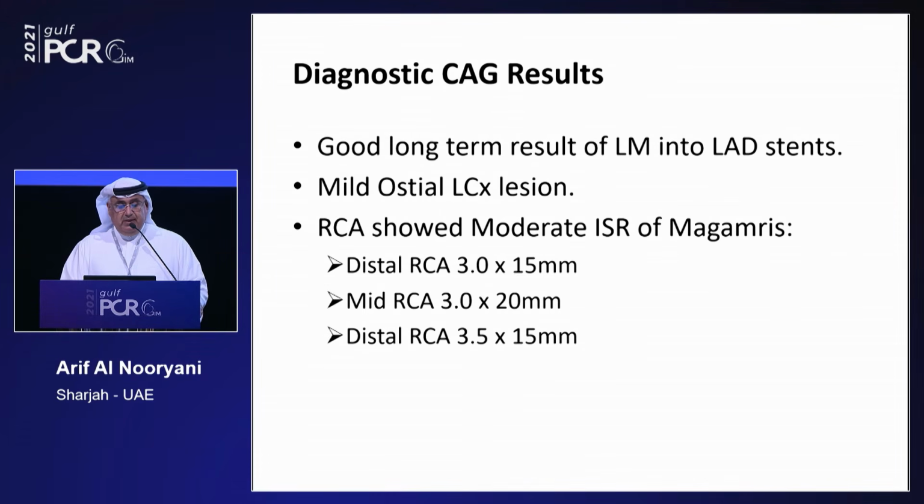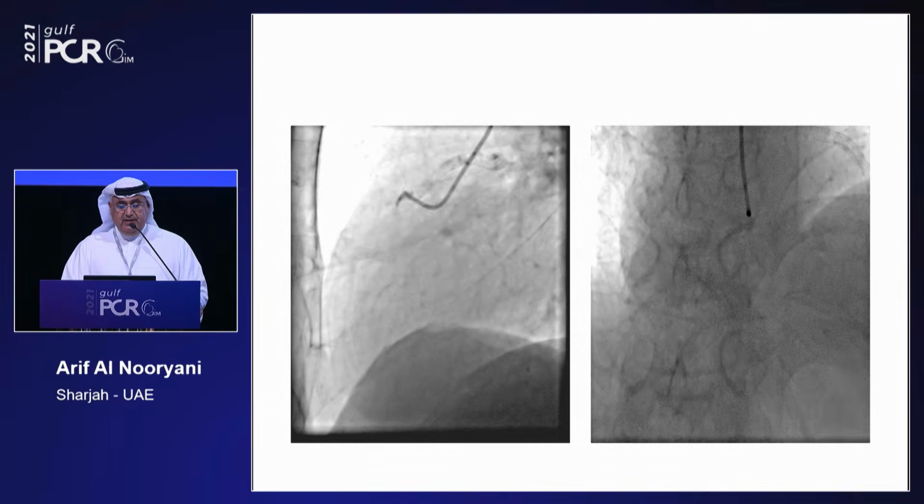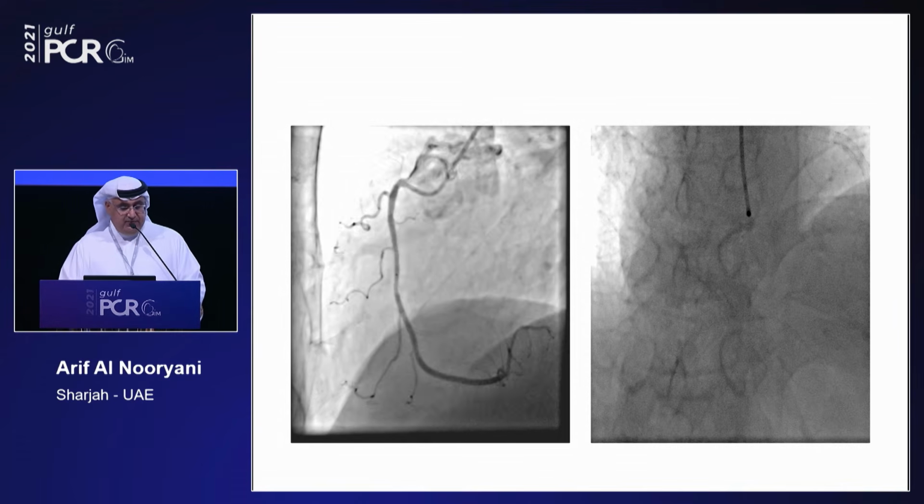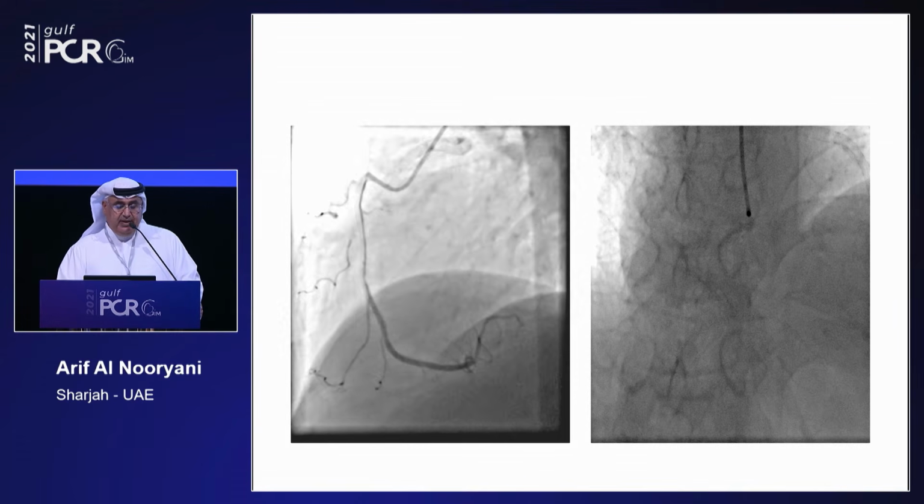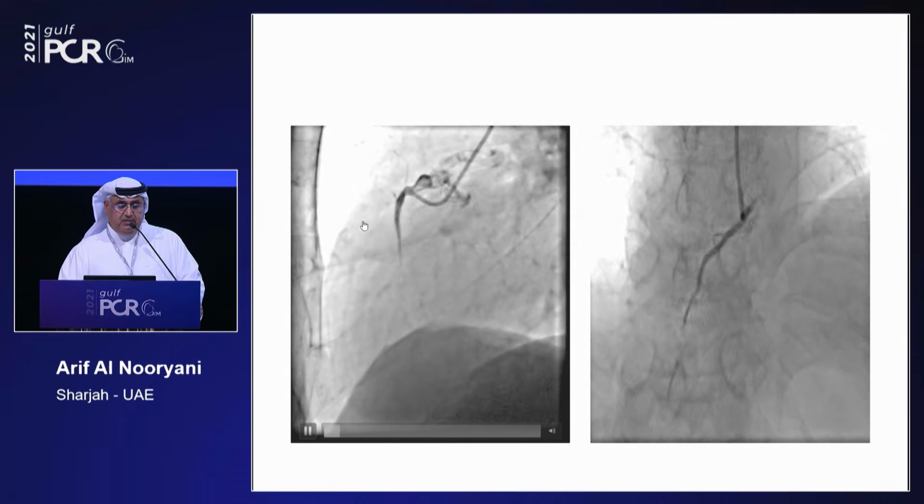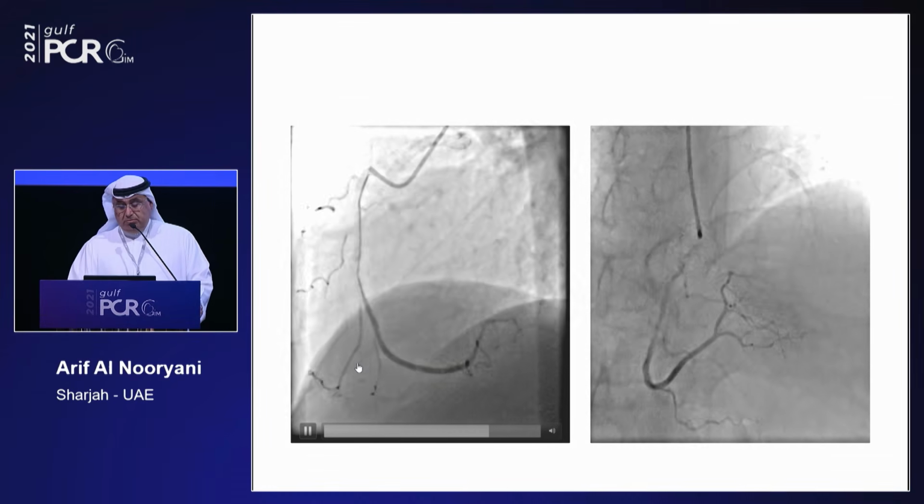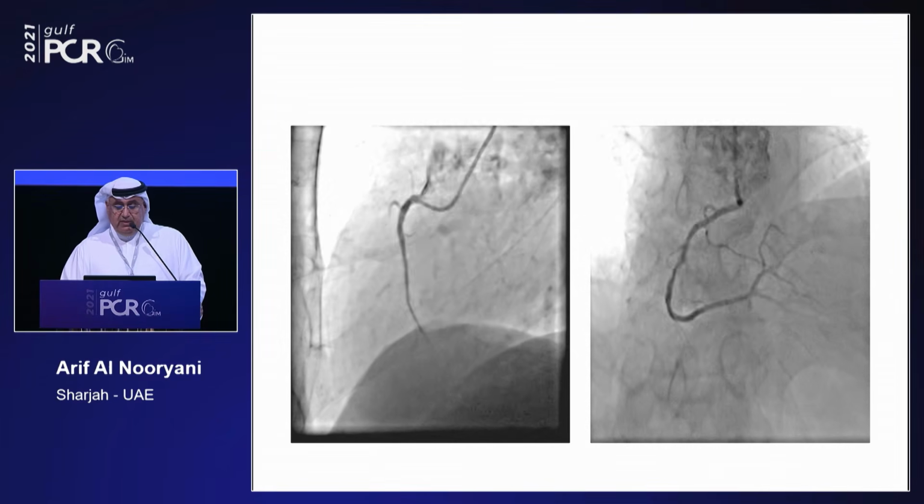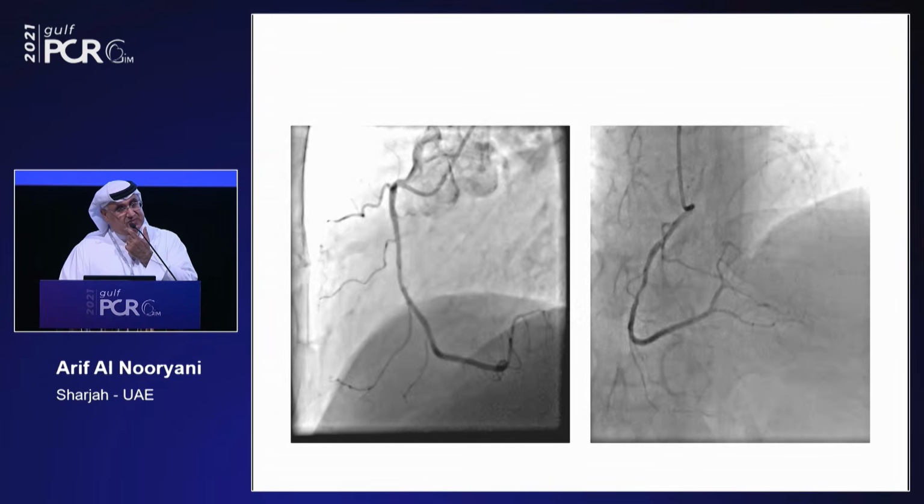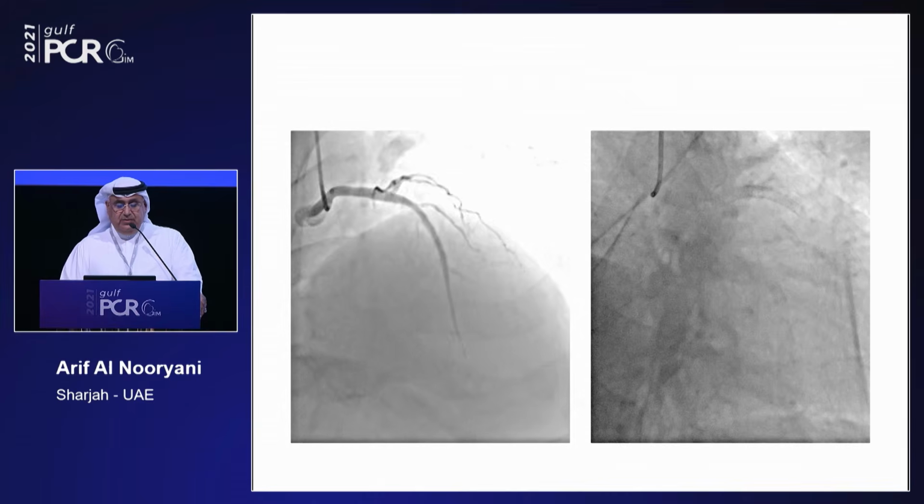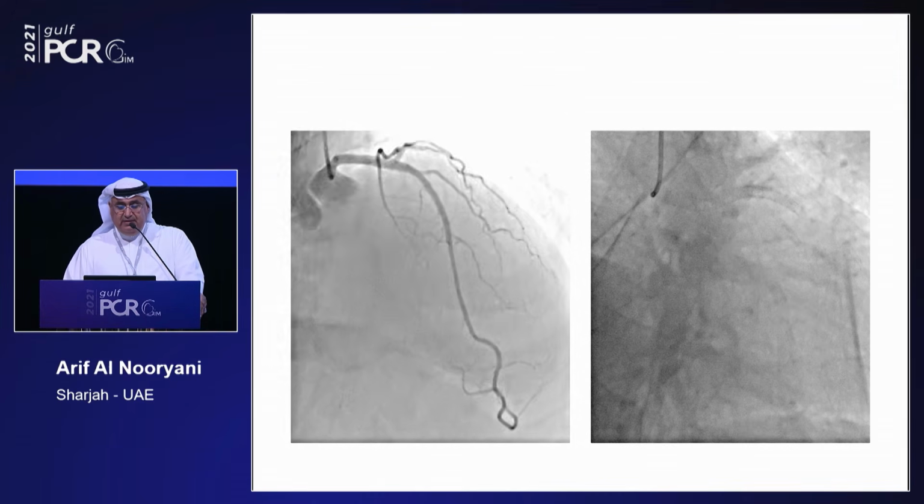So we did angiography: the long-term result of left main was okay, ostial LCX okay, RCA showed some kind of moderate ISR. So this is the angiographic view. Here we had 3 Magmaris overlapping from the proximal to the distal. So you would say this is really something that may be the reason, the cause of his symptoms. This was the LAD, as I said, nothing major.